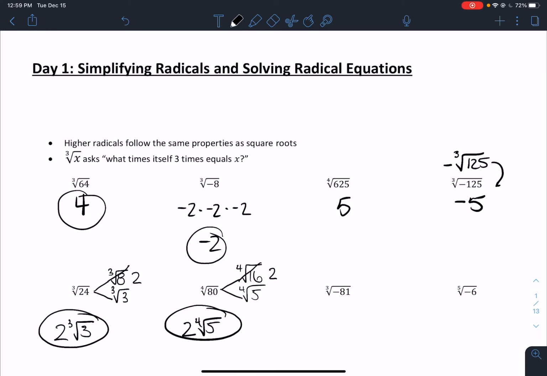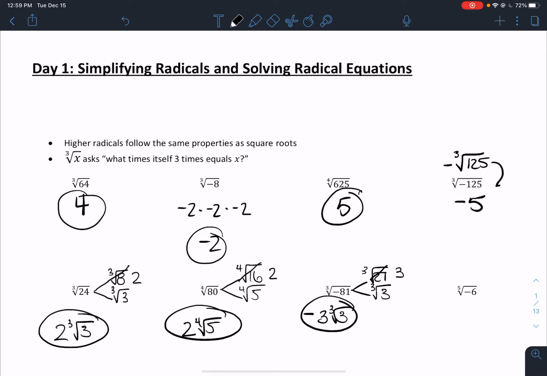The cube root of negative 81, we'll take the negative out to start. That is the cube root of 27 times the cube root of 3. Again, you're just going to want these perfect cubes and stuff memorized. Circle all my answers. And then the fifth root of negative 6. Well, we can take the negative out, and I don't think I can simplify that other than that. So the negative should come out of odd roots.